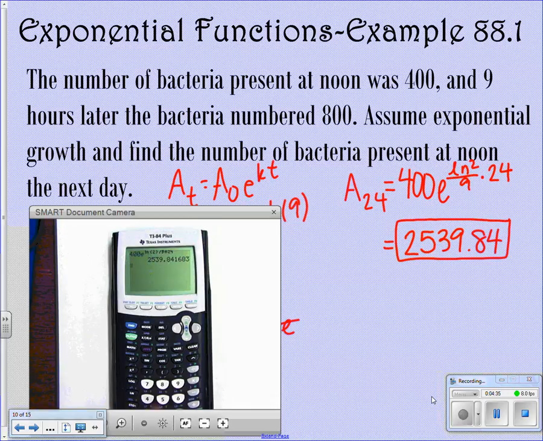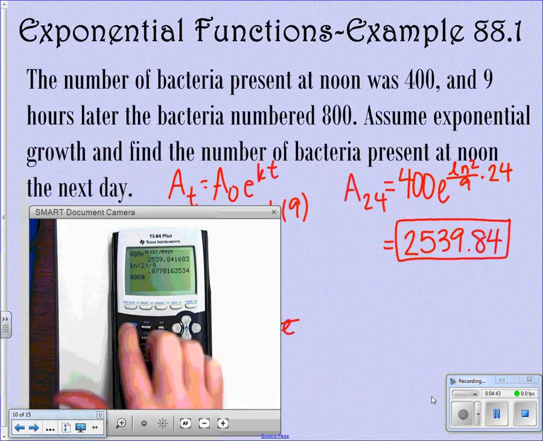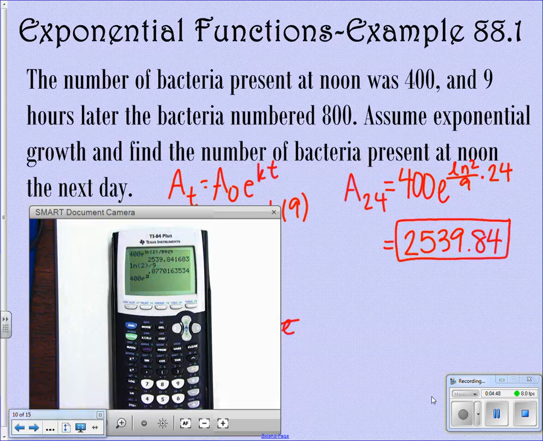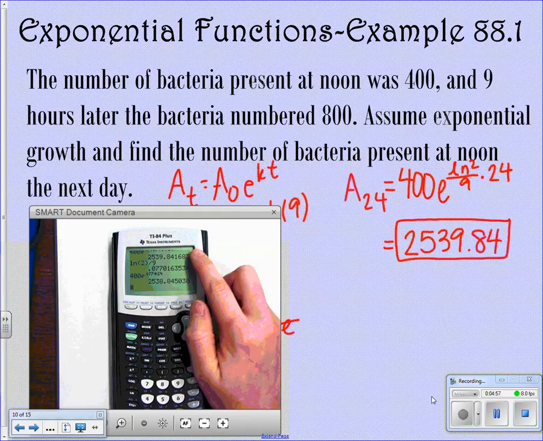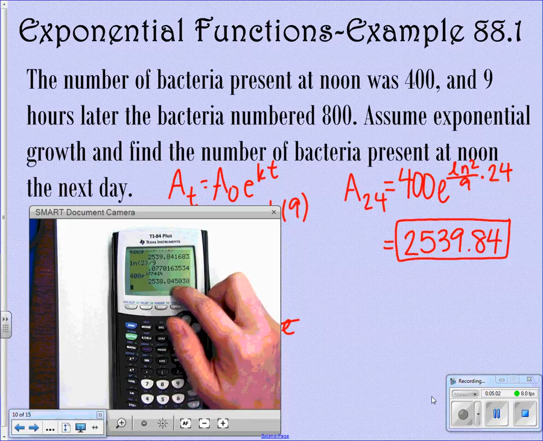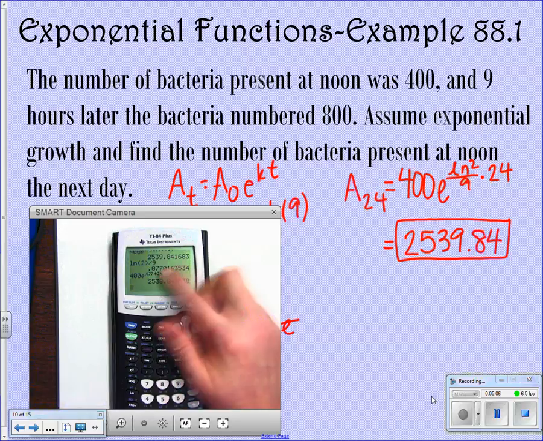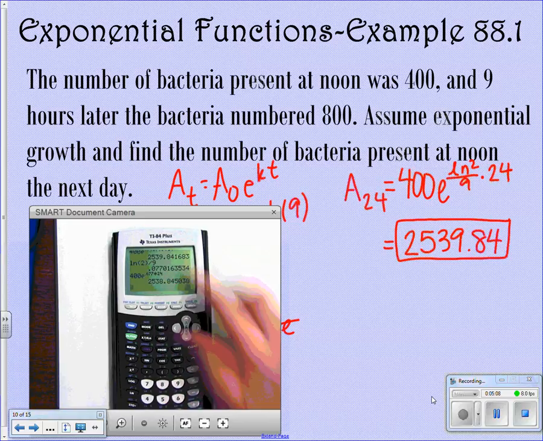But now I want to show you, if I had used a rounded number. So let's say I had said 400 e to the 0.077 and then times 24. Do you see how I get a slightly different number? Instead of getting 2,539.8, I get 2,538.8. And so I would have to mark that wrong on your test because you didn't use the full decimal, okay? So you got to make sure that you use the whole thing.